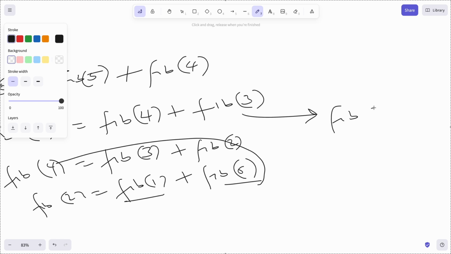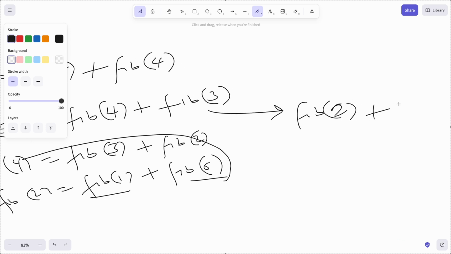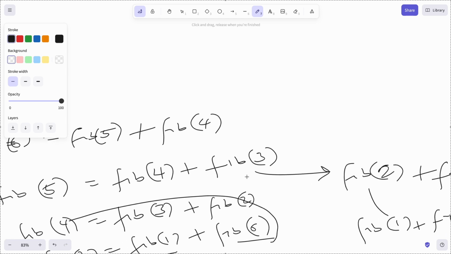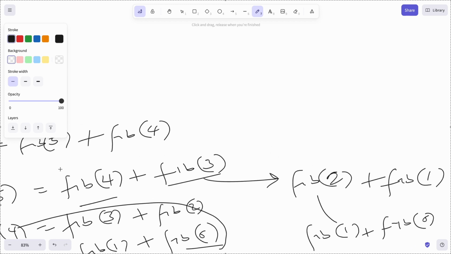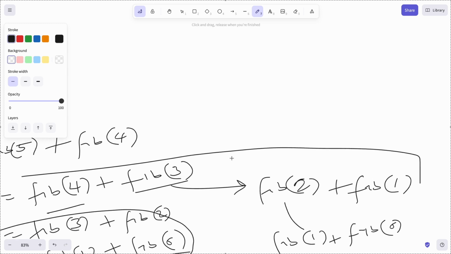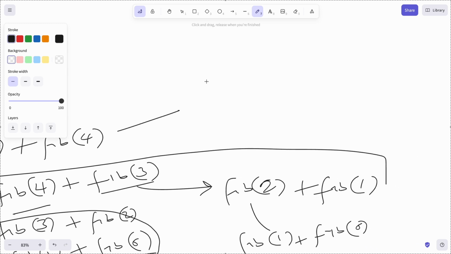Fib of 3 will be fib of 2 plus fib of 1. Then fib of 2 will be fib of 1 plus fib of 0. Once we have that, we have the solution for fib of 3 and fib of 4. We sum them together and get the solution for fib of 5. Then we need to solve for fib of 4, which will now be fib of 3 plus fib of 2.